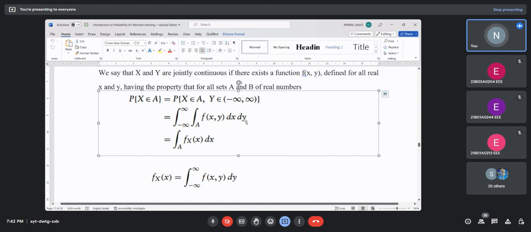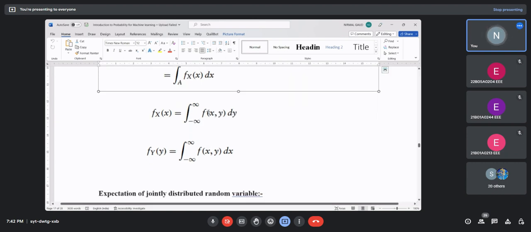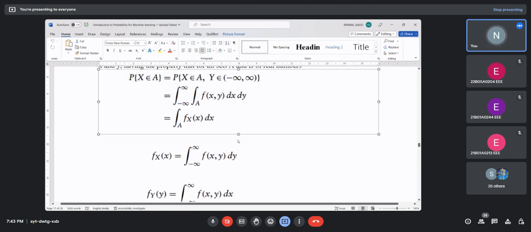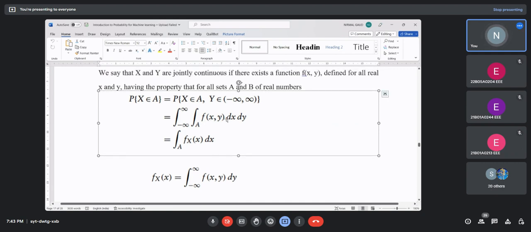Previously I was having a formula, minus infinity to plus infinity f of x dx. That was the formula for the continuous distribution of a random variable. Now I am having a formula, minus infinity to plus infinity f of x, y dy, if I'm going to consider f_X. And if I'm going to consider f_Y for y, its formula is minus infinity to plus infinity f of x, y dx. In combination it's written as f of x, y dx dy.